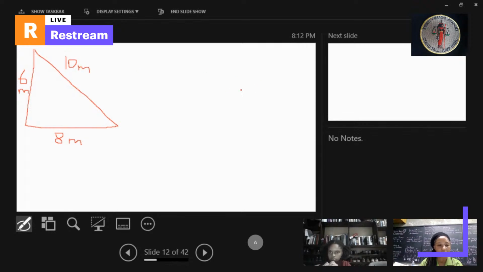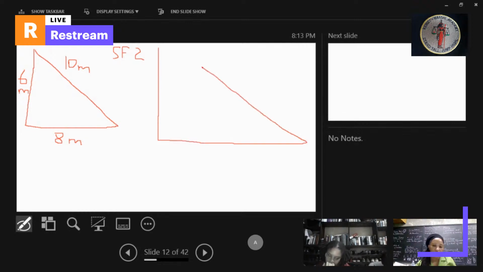Okay, Miss, the scale factor is 10? Hold on, I have to tell you the scale factor. So let's say the scale factor is 2, right? So we're multiplying each length by 2. So the bigger triangle then would be, Miss, what? So this length would be 6 times 2, right? Yes, Miss. 12. 6 times 2.